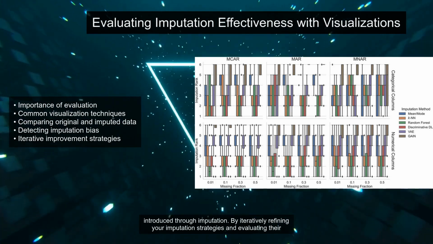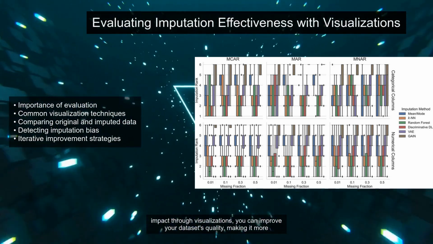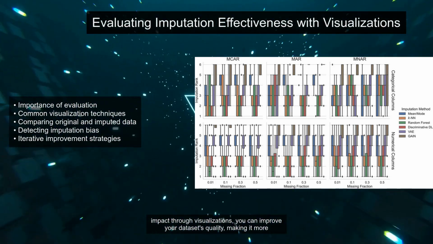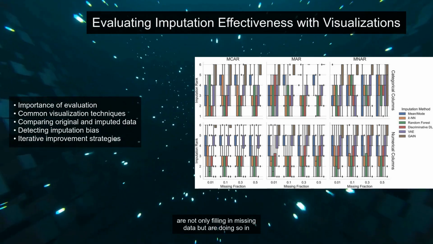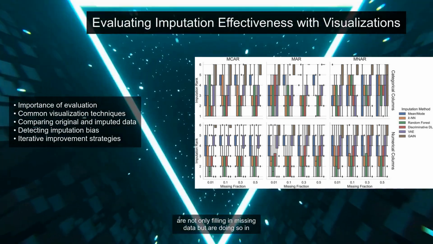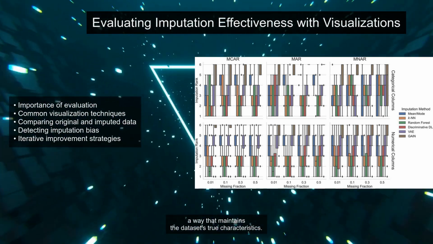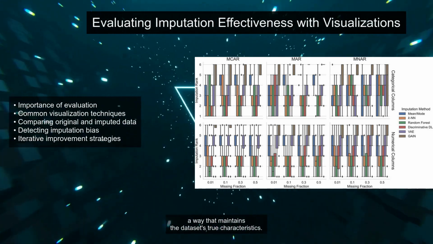imputation. By iteratively refining your imputation strategies and evaluating their impact through visualizations, you can improve your dataset's quality, making it more reliable for subsequent analysis. This iterative process ensures that your imputation methods are not only filling in missing data but are doing so in a way that maintains the dataset's true characteristics.